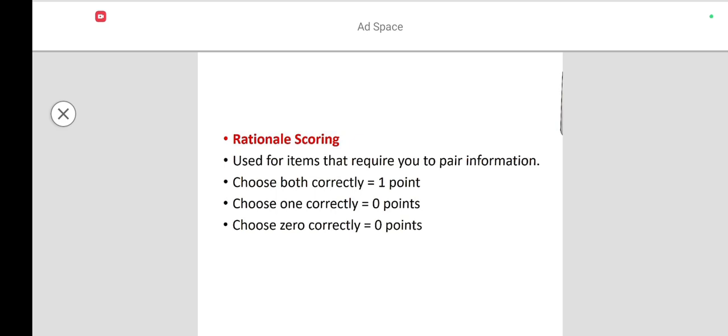Rationale scoring is used for items that require you to pair information. Choose both correctly, 1 point. Choose 1 correctly, 0. Choose 0 correctly, 0 points. So in rationale scoring there are questions with 2 blank spaces, and you have to choose both correct options. For example, a question on airway, breathing and circulation: in the first blank space you select the airway, and in the second blank space you select the reason behind the airway problem. One option is lung abnormality, and another is the cause or symptom of dyspnea. In both blank spaces you have to select the correct answer. If you select one incorrectly or don't select any of them, you will get 0 marks.